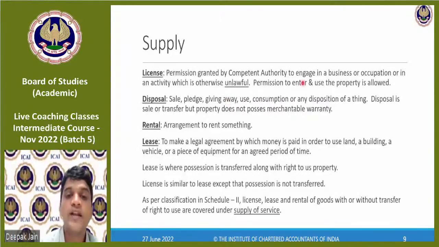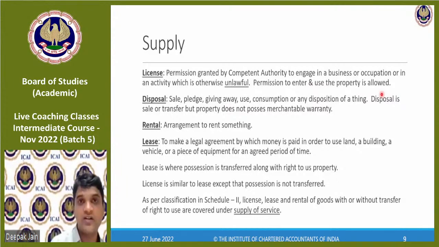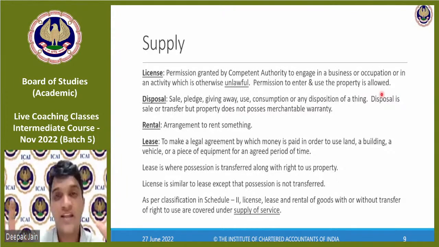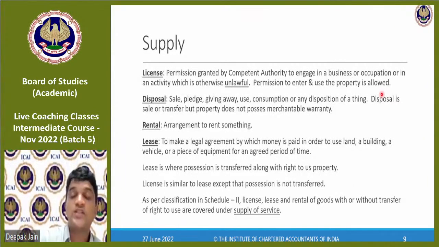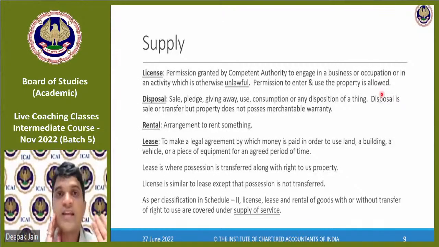Permission to enter and use the property is allowed, is a license. So generally, when we enter into a rental agreement, we have a lease and license agreement, which means I'm giving you a lease and I'm giving you permission to enter my property. So I'm giving you permission to use, which is otherwise unlawful, is treated as license.